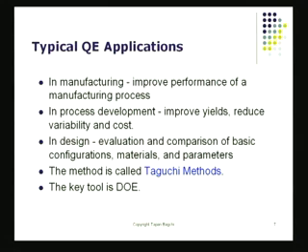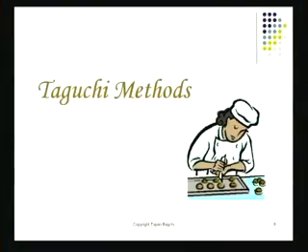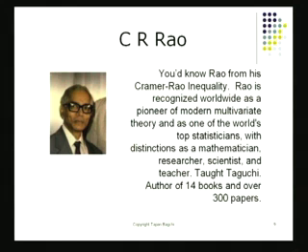And of course, the most talked about methods in quality engineering are the Taguchi methods. And the key tool for doing these various steps in quality engineering is DOE, design of experiments. That's what we'll be looking at as we go into this topic here. Let's take a look at what Taguchi methods really are. And of course, this gentleman is making some chocolate cakes. And let's see how one goes about producing a good recipe for chocolate cakes.